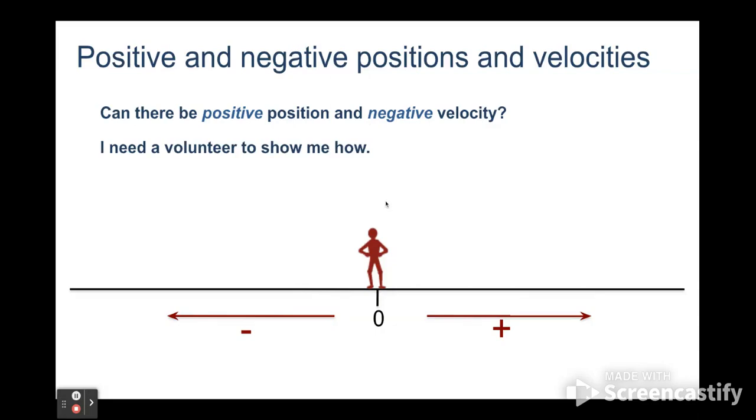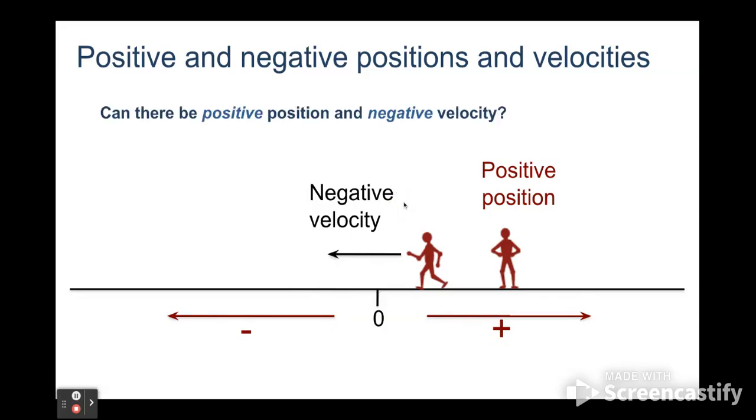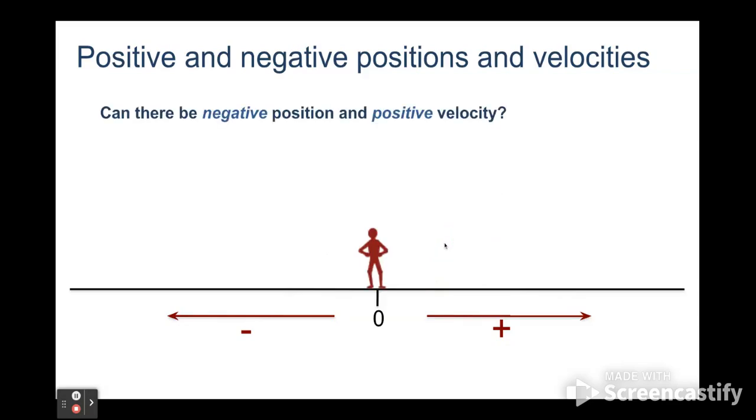Here, I need a volunteer to show me how. I don't know about that. I think we'll go with this guy. Positive position, negative velocity would be him going in the negative direction. Velocity, remember, is a change in position, so there has to be some kind of movement taking place. Can there be a positive position and a negative velocity? The answer is yes. Can there be a negative position and positive velocity?